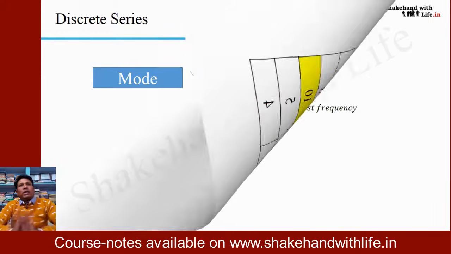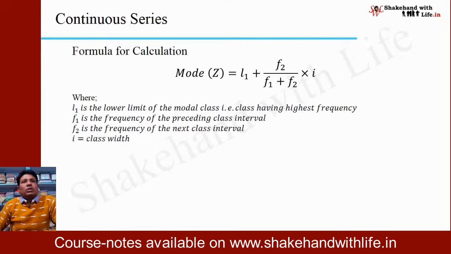Now how would you calculate the mode for a continuous series? The formula for calculating the mode for a continuous data series is L1 plus F2 divided by F1 plus F2, multiplied by I. Here I is the class interval, and L1 is the lower limit of the modal class. First you need to locate the modal class for a continuous data series, the class which has the highest frequency.